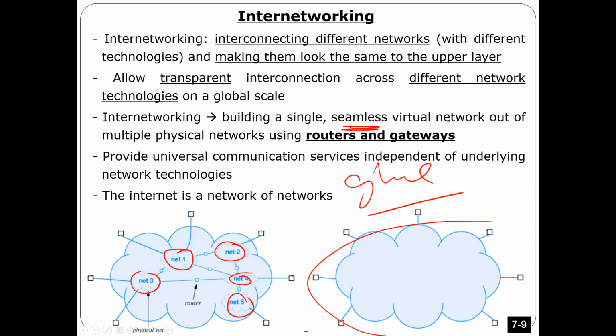So here, we do that using routers and gateways to connect these networks together. Anyway, that's why we say the internet is actually a network of networks. Network of networks. Any questions? So for example, Qatar University itself can be represented like only one network.